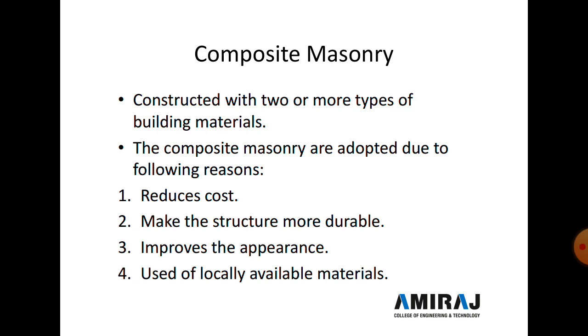Composite masonry is adopted due to the following reasons. Here four main reasons are given, so one by one we discuss. First, it reduces the overall cost of construction. Second, it makes the structure more durable by providing better quality material and good workmanship in the face. Third, it improves the appearance of the structure by concealing the interior work. And fourth, it makes use of locally available material to obtain optimum economy.